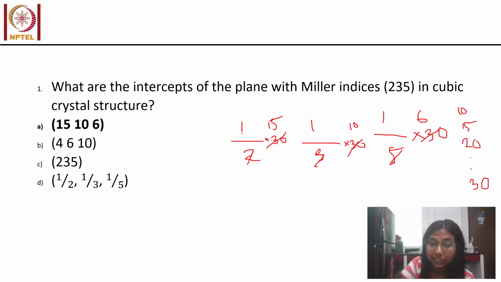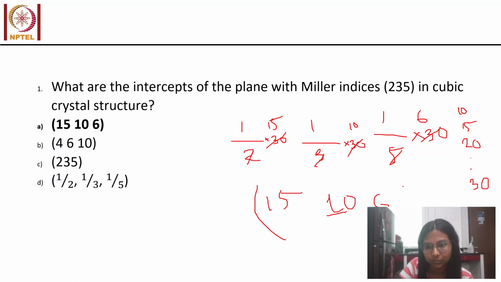My intercepts mean the points at which this plane will be cutting the x, y and z axis. So the intercepts will be 15, 10 and 6. Okay, so not 4, 6 and 10. This was given maybe to confuse you. So the intercepts on the x, y and z axis will be 15, 10 and 6. So this one will be the answer.